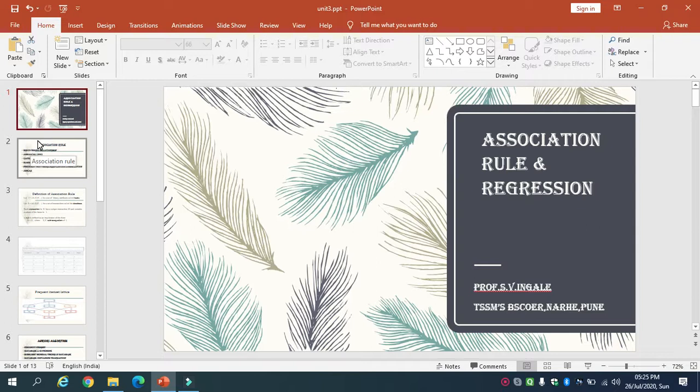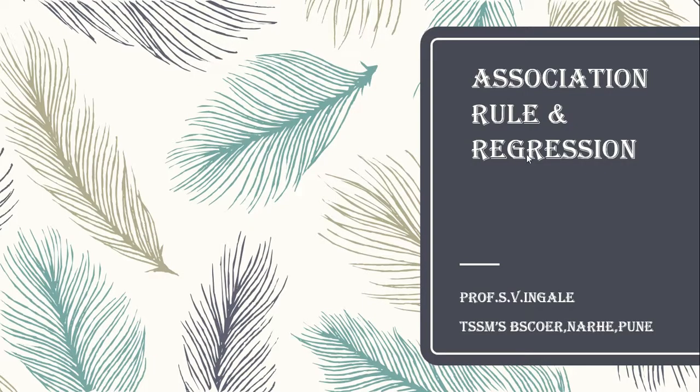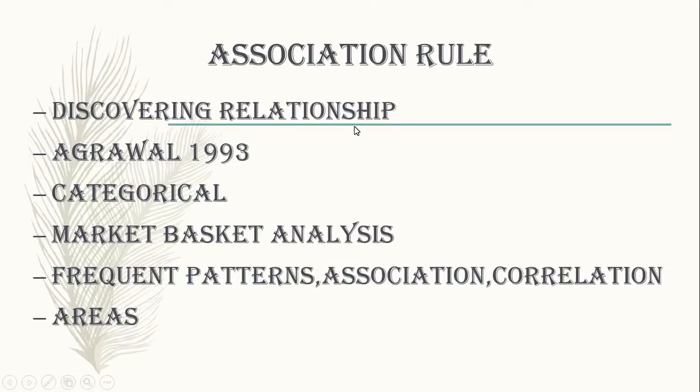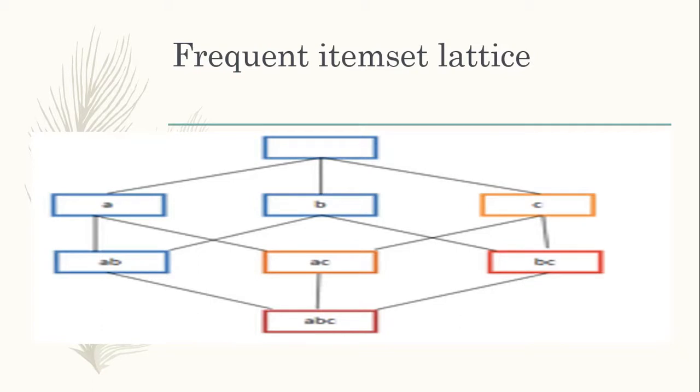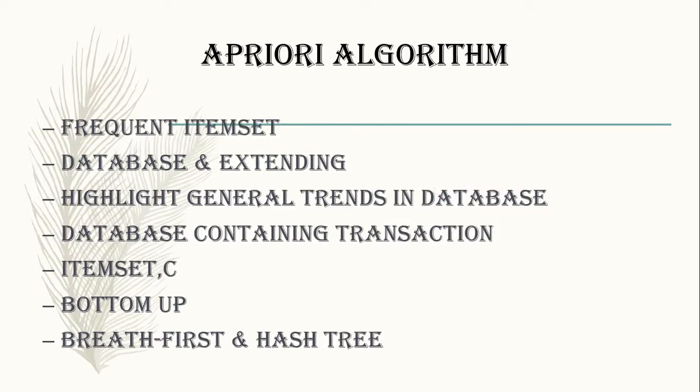Myself Professor Shubhangi Ingale. Today we see the session about the Apriori algorithm, unit number 3, association rule and regression. In the previous lecture, we already taught what is the association rule, what are the definitions of the rule, what is the database with the 5 transactions and the items, and the frequent item lattice. Now, we'll start with the next lecture about the Apriori algorithm.